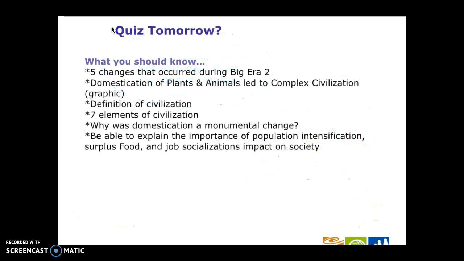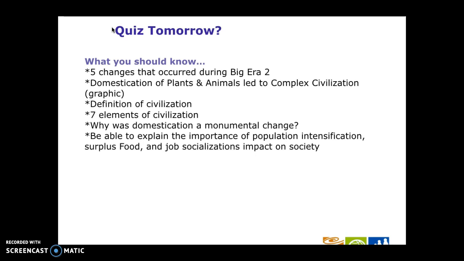Okay, so what do you need to do? Well, when you show up tomorrow, you should be prepared to answer questions around the following content. You should be able to name the 5 changes that occurred during Big Era 2. That first opening image that we looked at, the one that was symbolic of Big Era 2, we talked about 5 changes that image portrayed. Make sure that you know what they are.